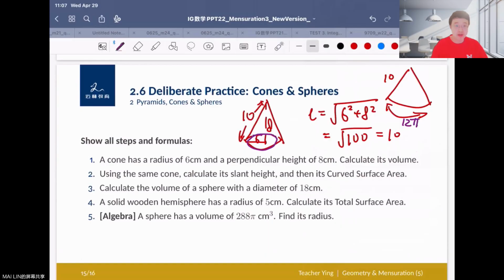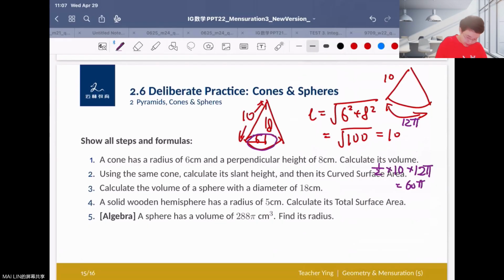So you can just consider it as a triangle. That is a half times a height times a base, right? That is a half times the height 10 times a base length that is 12 pi, okay? So it can be considered as 60 pi, okay?